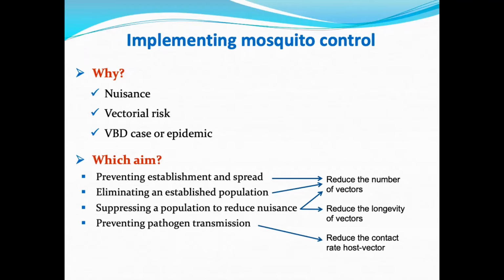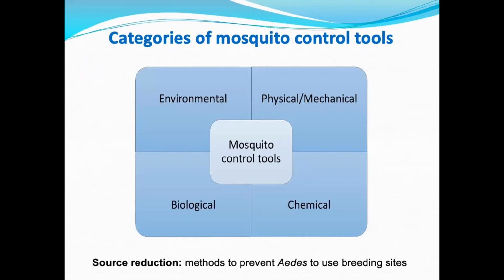And for preventing pathogen transmission, you can reduce the contact rate between host and vector. So one arrow is missing: reducing the longevity of vectors is important when preventing pathogen transmission. But you can also work with reducing the contact rate between vector and hosts. The methods will be different according to these three categories. And as for the tools, there are a number of tools. There are biological tools, the copepod is a good example, and chemical tools.